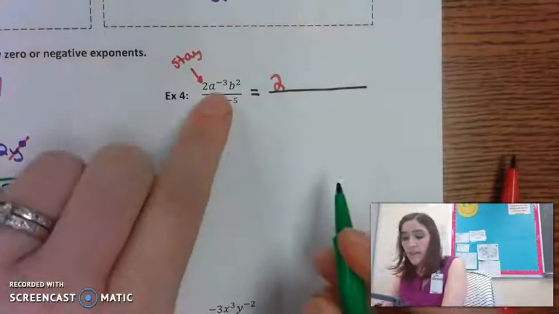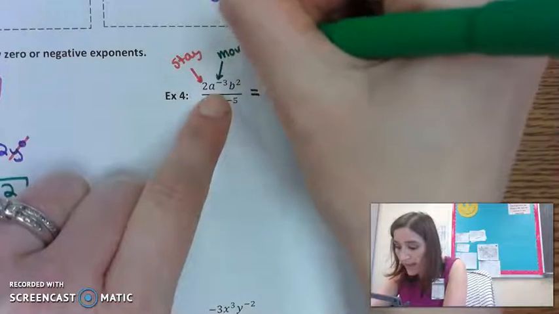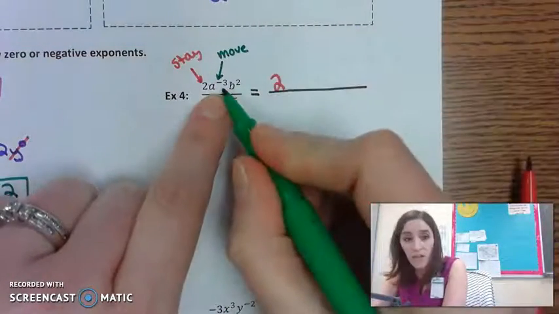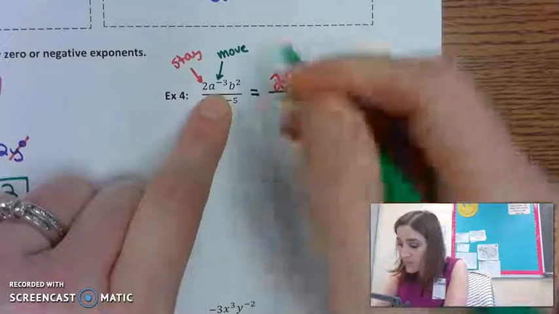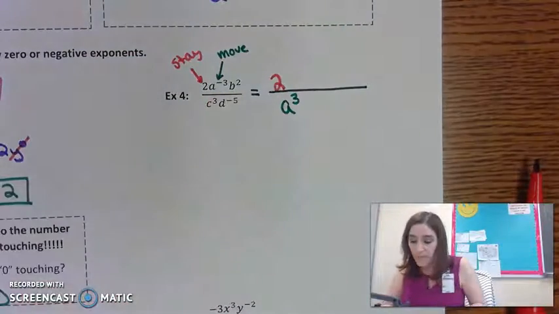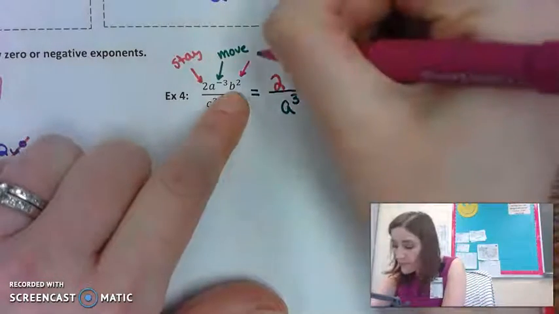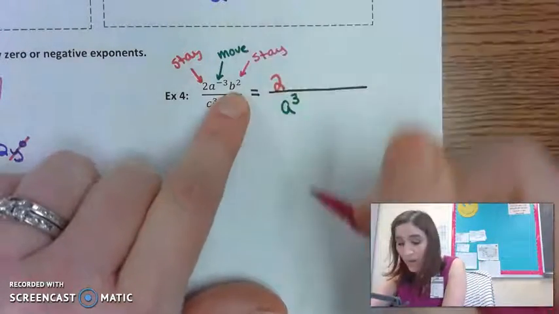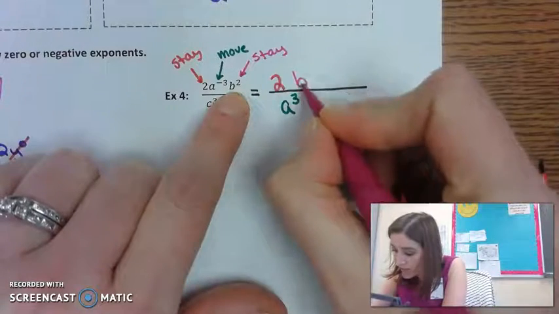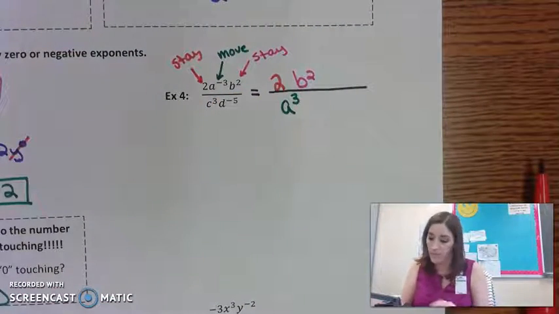But I've got a -3 for the exponent attached to my a value, so that guy is going to move. If it's on the top of the fraction right now, it moves down to the bottom and then it becomes positive. Now, b squared is already on the top and it's already positive, so it's going to stay on the top like that. So b squared is still up there. Okay, now I'm done with the top. Let's move down to the bottom.